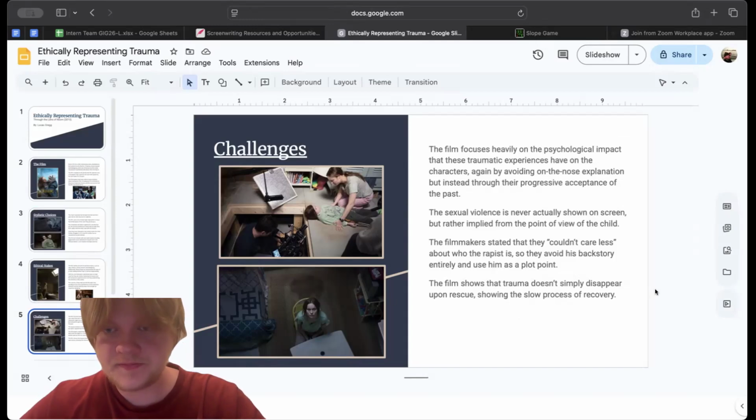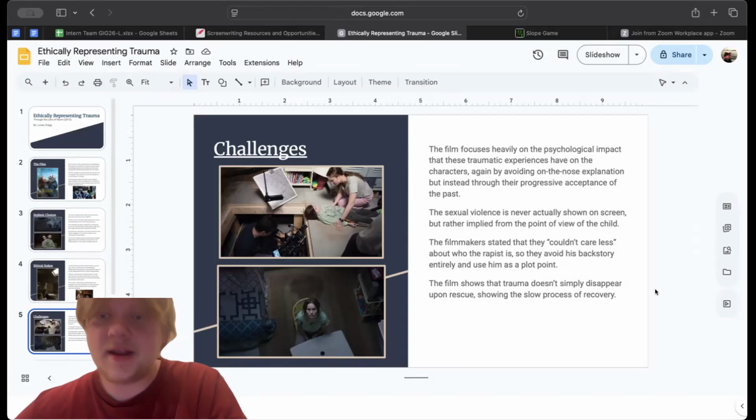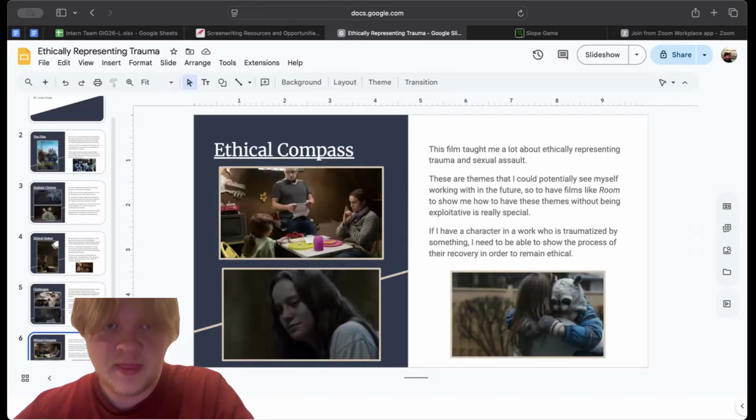I think if they showed the actual violence. The filmmakers themselves actually said that they couldn't care less about who the rapist is, so they avoid his backstory entirely and just kind of use him as a plot point. There's no exposition for who he is or their relationship to him. He's just kind of a really bad guy, and that's all we really know about him. Which is another way that the filmmakers choose to ethically make this film, because too much depth into who the rapist is might come off as, I don't know, like you have to see all sides kind of thing, even though he's a terrible person, right? And I also say again that the film shows trauma doesn't just simply disappear upon rescue, but it actually shows the slow process of recovery.